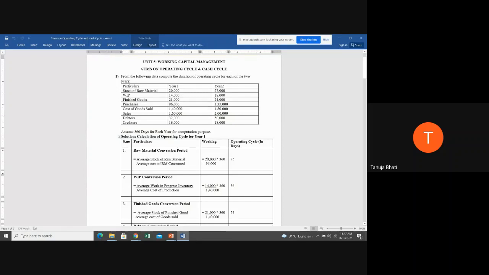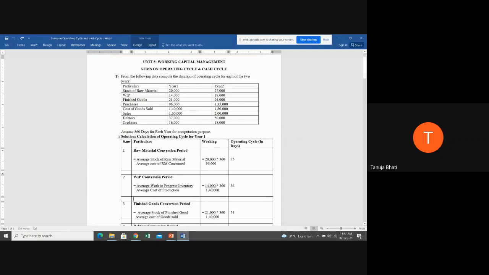So see here students, 20,000 divided by 96,000 into, since we are going to calculate in number of days, they have told us to assume 360 days for each year. So into 360, therefore you get the operating cycle, that is 75. So raw material conversion period is 75 days.